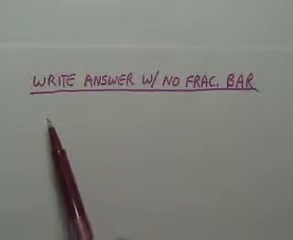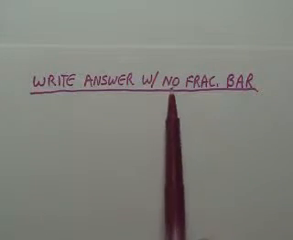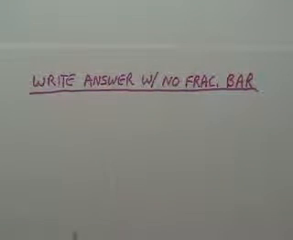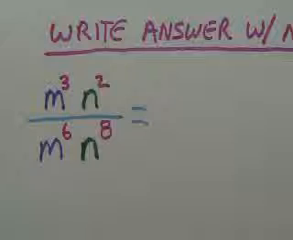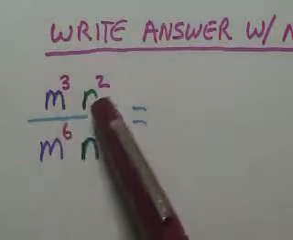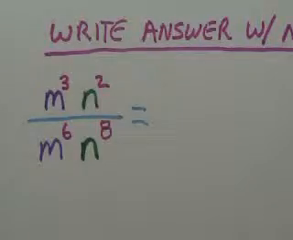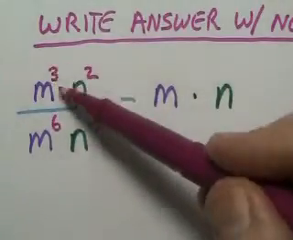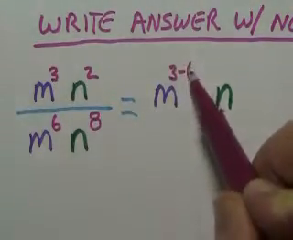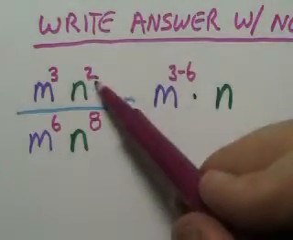Okay, we'll now do 4 other examples, and this time we're going to write the answer with no fraction bar. Okay, so here's our first of 4 examples. And notice that none of these have negative exponents. So I'm just going to subtract my exponents. M to the 3 minus 6. And the n is to the 2 minus 8.